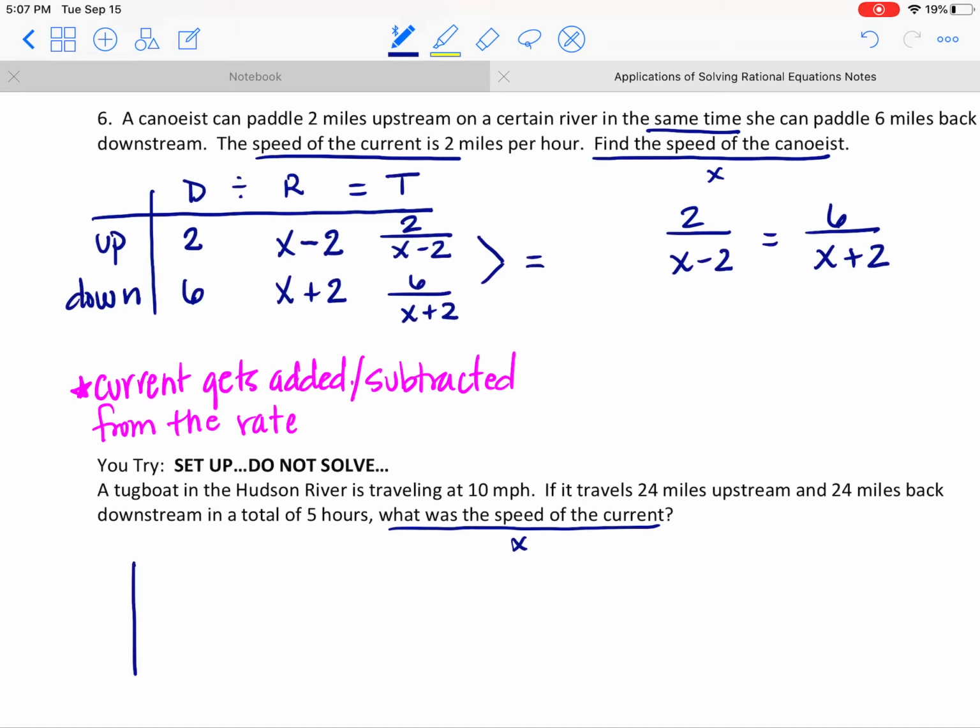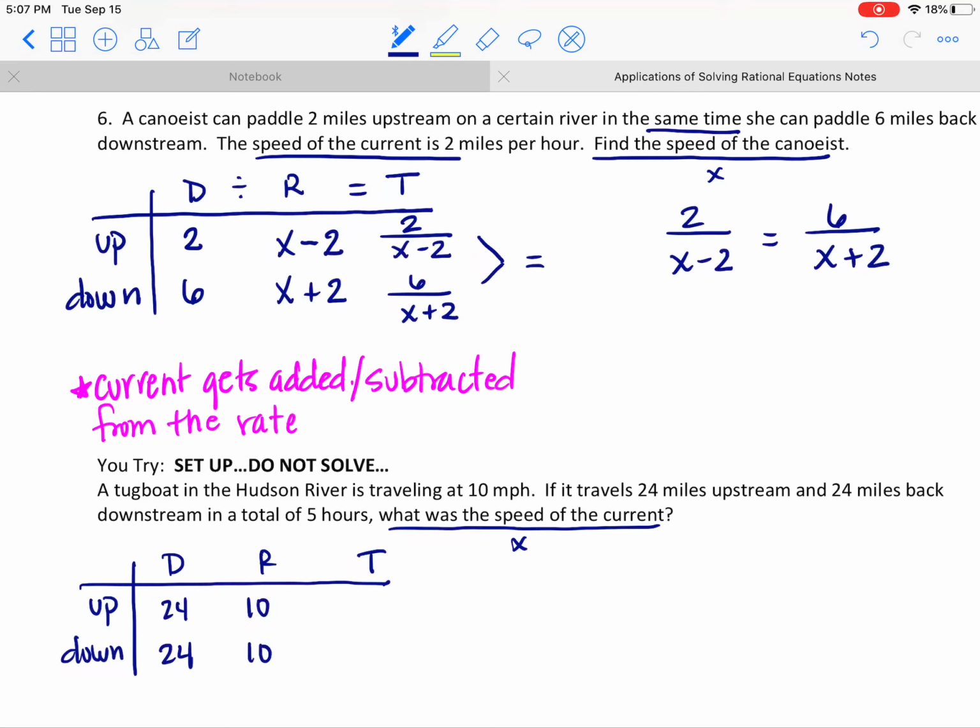So we have, again, one tugboat in this problem that's making a trip upstream and making a trip back downstream, and there's going to be a distance and a rate and a time for each of those trips. So it's traveling 24 miles upstream and 24 miles back down, and we know that it's traveling at 10 miles per hour. So I'm going to put 10 in each of these spots.